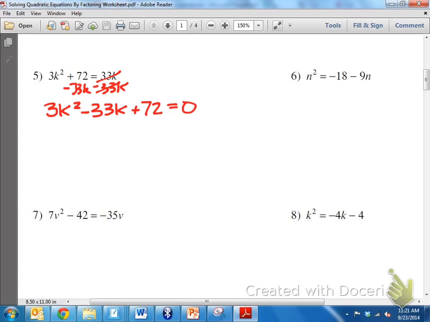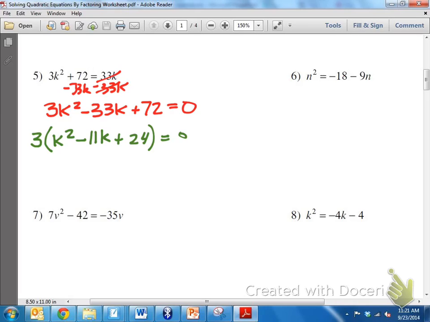All right, looking at this problem, I think I can make this easier because if I factor this it will look really hard. I believe there's a greatest common factor I could take out, which is 3. So if I factor out a 3, I should get k squared minus 11k plus 24 equals 0. This makes this problem a lot easier. So let's go ahead and factor what's in the parentheses. Now, notice how the 3 is going to stay on the outside. We're going to deal with that in a little bit.